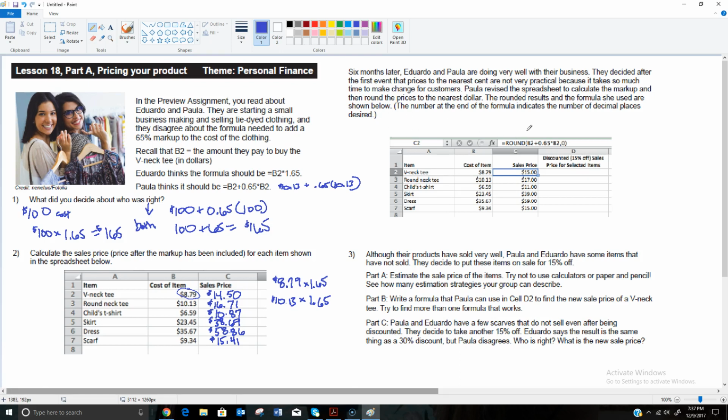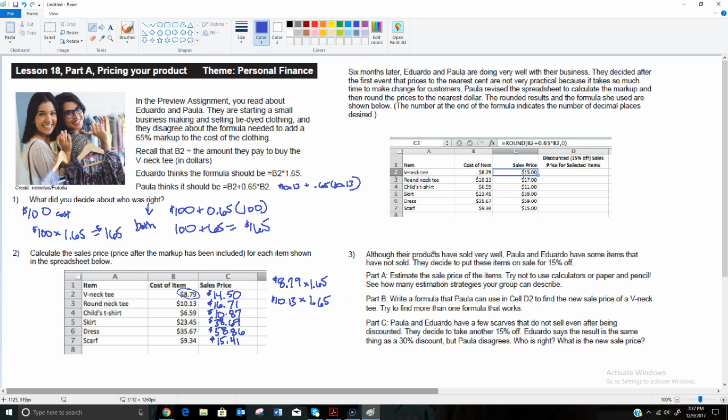So for instance, we calculated we should sell this with a 65% markup for $14.50. She said, let's just sell it for $15. $16.71, she said, hey, let's just mark it at $17, and so on. $10.87 was $11. It's not always rounded up, though. The last one is, I guess, the only one that gets rounded down because it's the only one that's below 50 cents. But if any of these were below 50 cents, then you'd round it down. So $15.41 gets rounded down to 15.